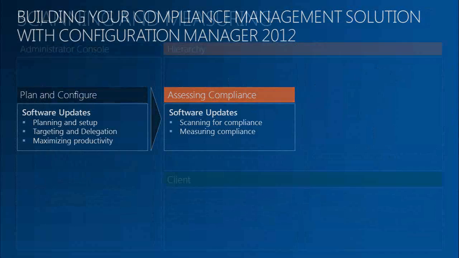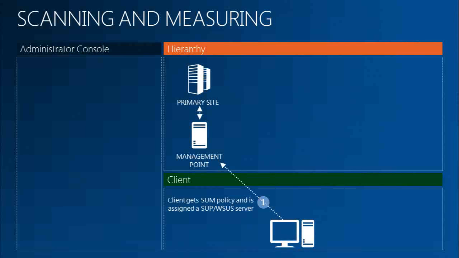So let's go into the scanning and measuring. This is just a quick overview of how this thing works. The client gets a software update management policy, which comes down as a client setting. And like I said, that can be targeted by collection. It's assigned a software update point, so you want to let our local policy apply that.